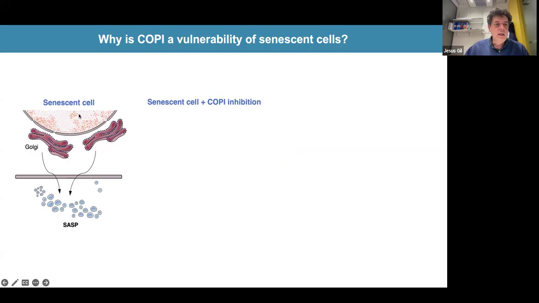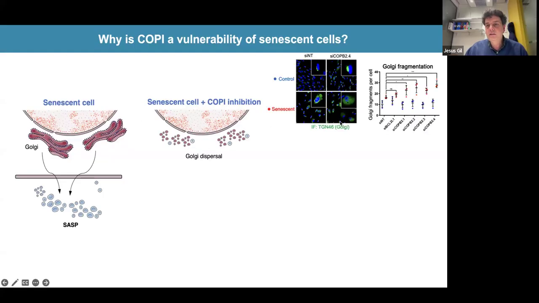What we can say is that senescent cells rely on having this Golgi and all this protein production apparatus to produce the SASP, the proteins that they secrete. One thing that happens when we inhibit COPI, either using drugs or shRNAs, is that the Golgi becomes dispersed. And we can see this here. We are staining the trans-Golgi with a green dye, TGN46, a trans-Golgi protein. Here on the top, we have normal cells. And in the bottom, we have senescent cells.